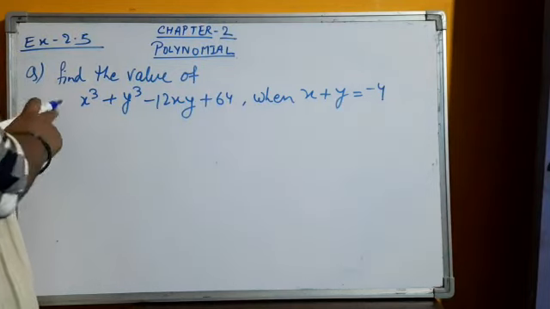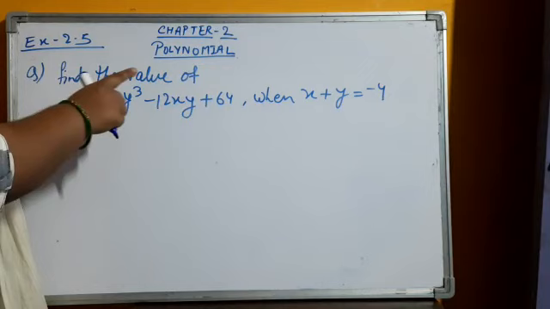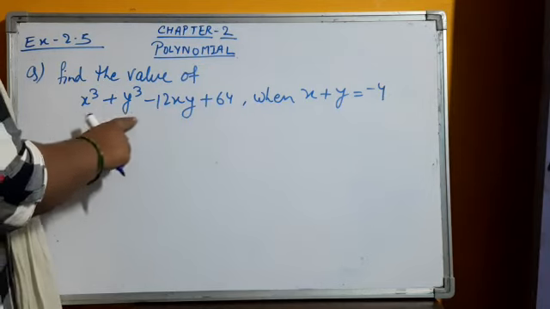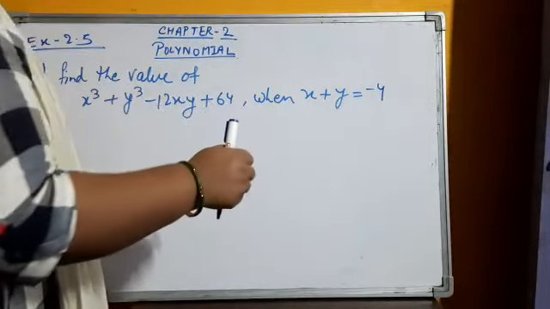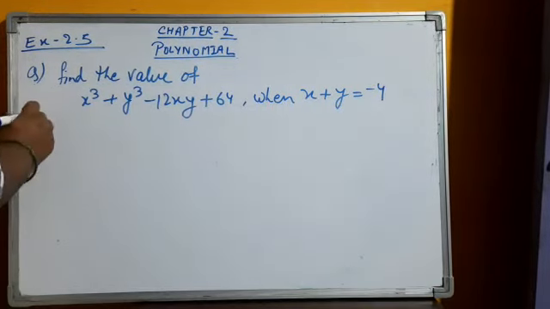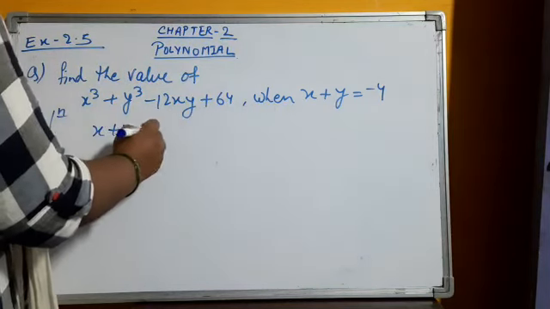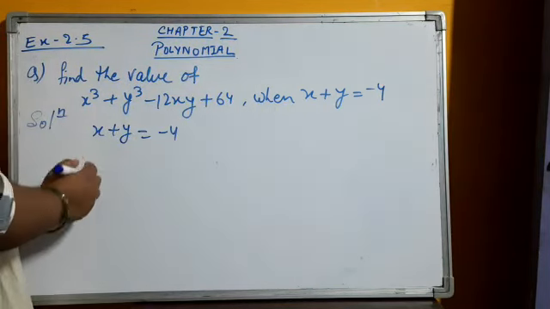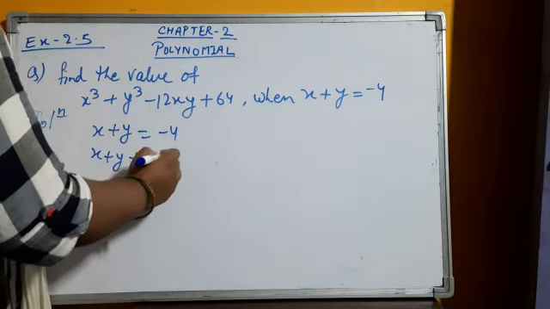Next question, one more question I have taken from the R.S. Agrawal book, that we have to find the value of x³ + y³ − 12xy + 64 when it is given that x + y is equal to −4. How can we do this? Since it is given x + y is equal to −4, when we bring this −4 to this side, we have x + y + 4 equal to 0.